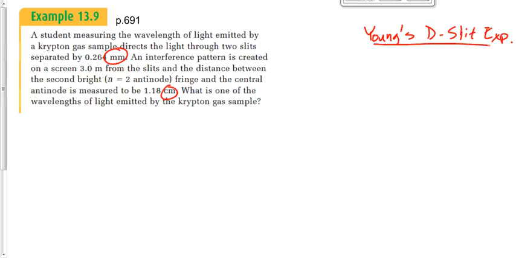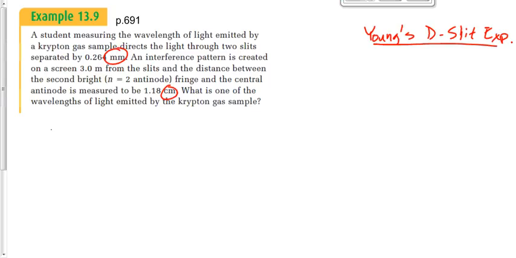And when we have a Young's double slit experiment problem, we have really two equations that we like to use. Lambda is equal to d sine theta over n. Lambda is equal to xd over n times L. Let's write down some givens and figure out which of those two equations I'm going to use here.